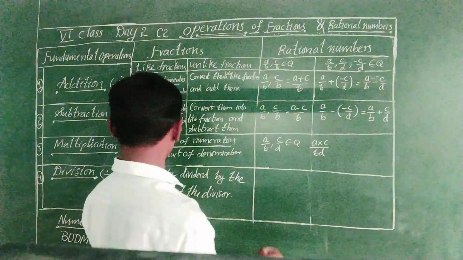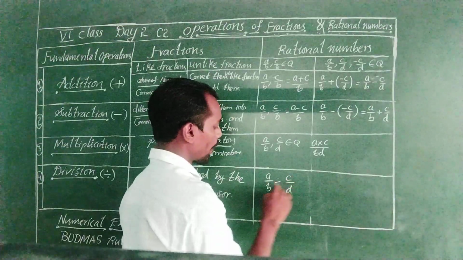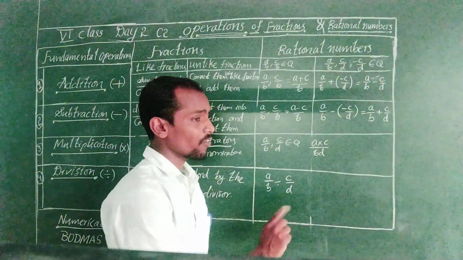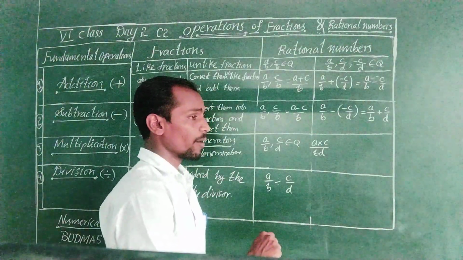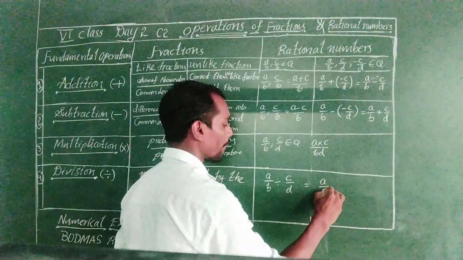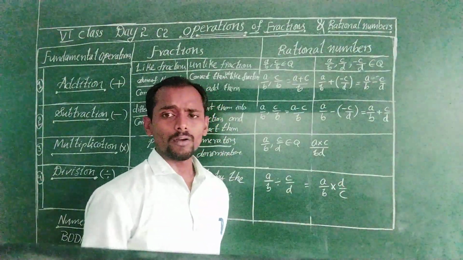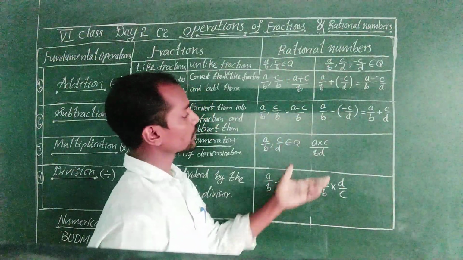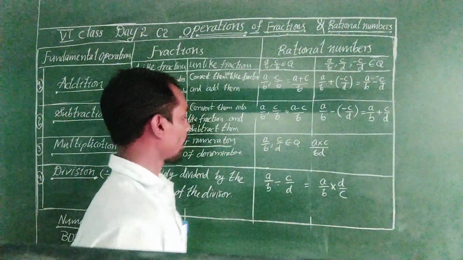Next one is division. Same process. If a by b is divided by c by d, where a by b and c by d are two rational numbers, the first rational number is called the dividend and the second one is called the divisor. Now if the dividend a by b is divided by the divisor c by d, it is equal to a by b into d by c. So here the dividend is multiplied by the reciprocal of the divisor. This is the process if you want to do fundamental operations on rational numbers.